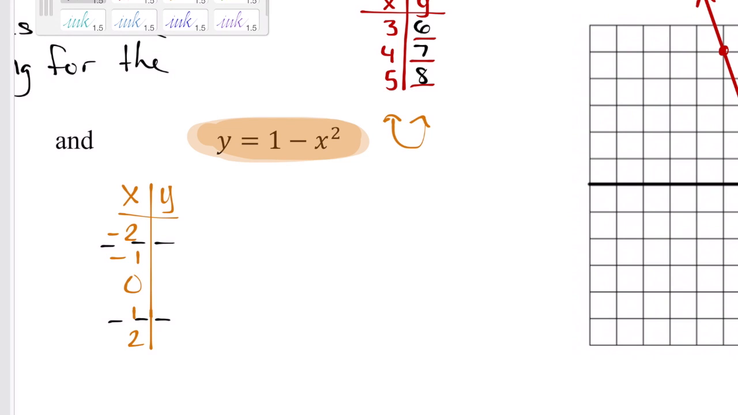I normally like to do 5 points when it comes to a parabola. You don't really need 5, you can do 3. That's totally fine. We'll start plugging some stuff in.